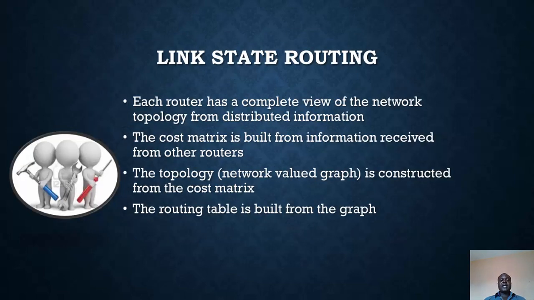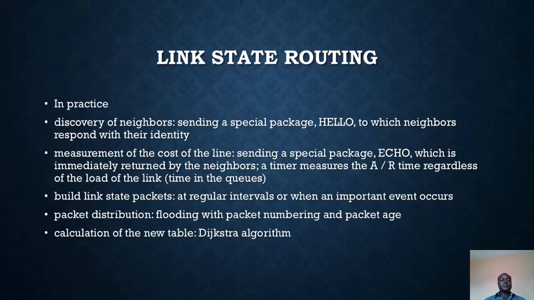In link state routing, each router has a complete view of the network topology from distributed information. The cost matrix is built from information received from other routers. The topology is constructed from the cost matrix, and the routing table is built from the graph.